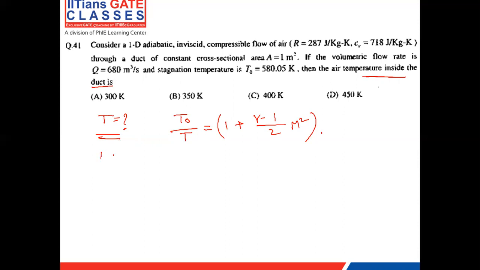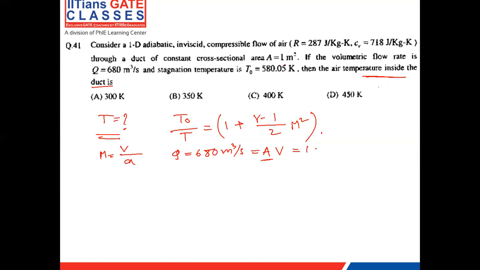So M is basically velocity of the fluid by velocity of sound. Now Q is the volume flow rate, which is 680, right? So this is basically area into velocity. Now area is given as 1 meter per second square.